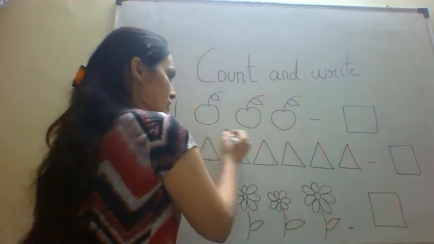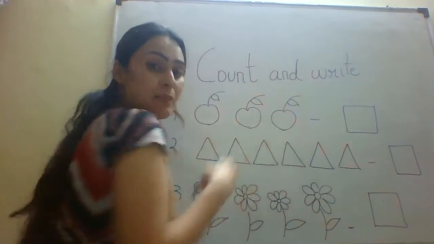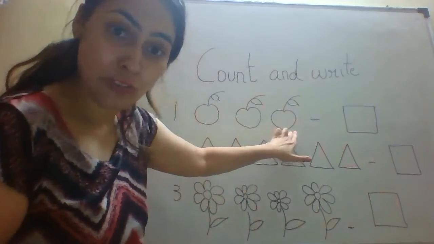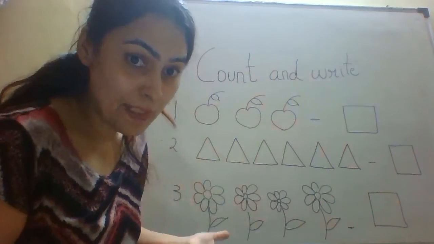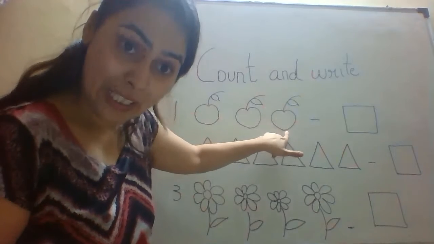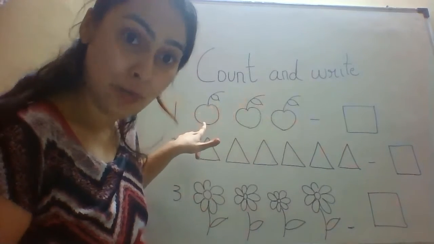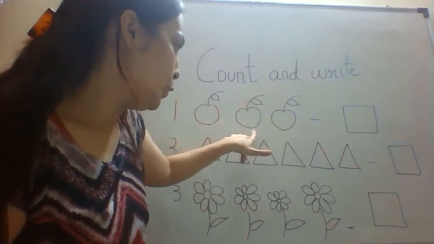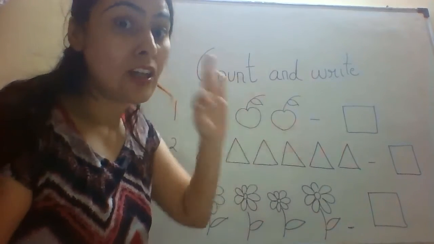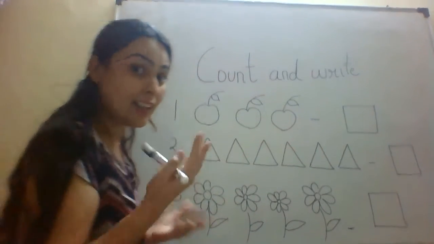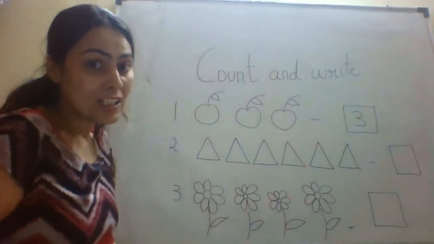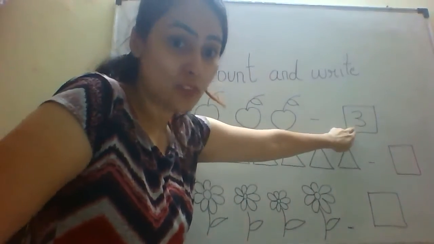So if you see in the first set, what do we have? We have apples over here. So let's do the counting of apples. 1, 2, 3. Let's count it again. 1, 2, 3. So how many apples do we have over here? We have 3 apples. Let's write the count of the apples in front of it in that box. So this is 3.